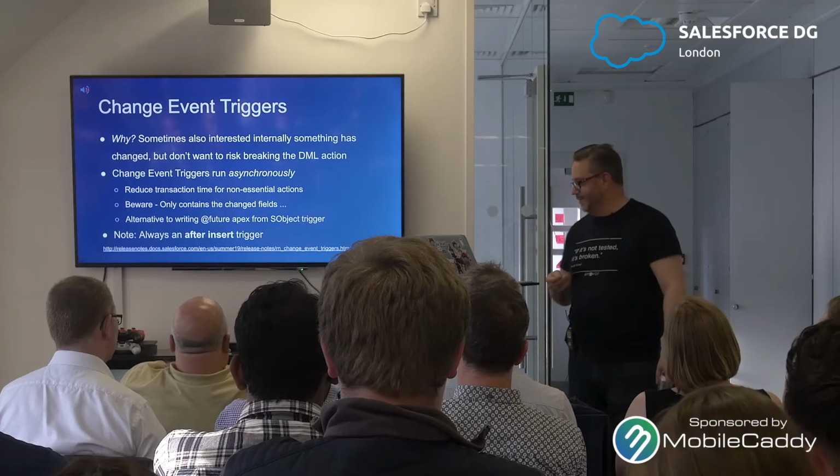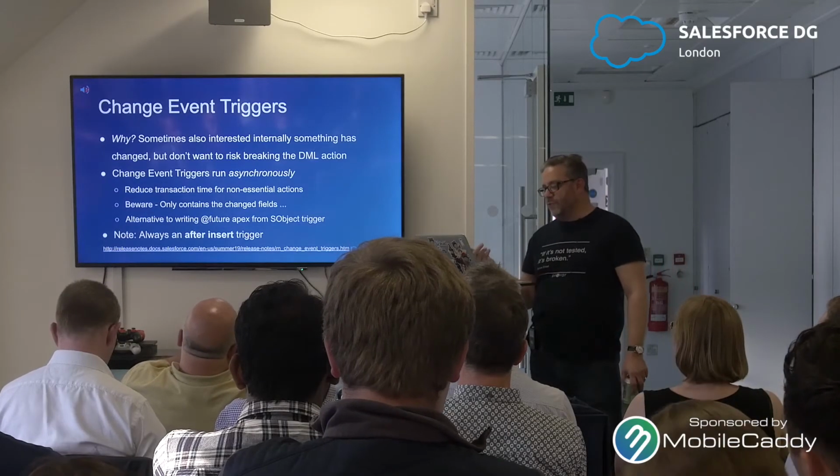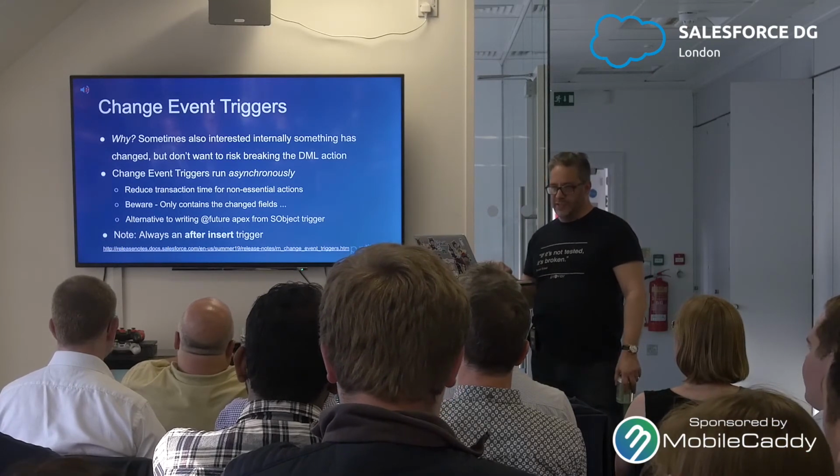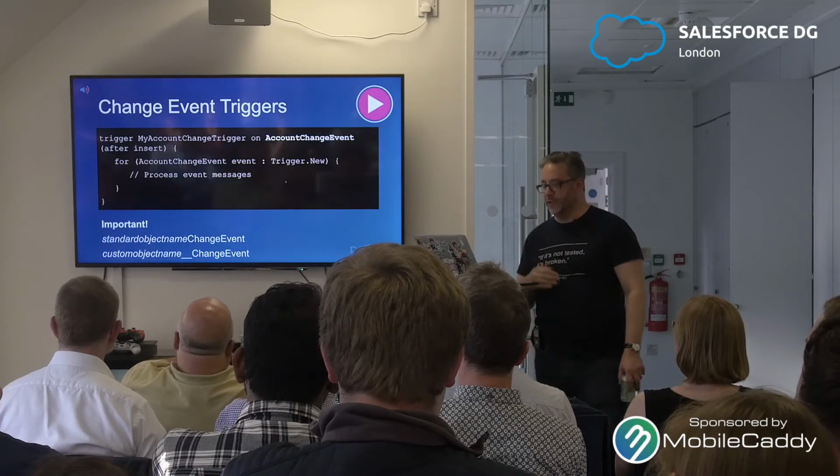I hope that's clear. That's going to reduce your transaction time for those non-essential actions, because we know how slow the save button gets when people add 70 workflows on it and umpteen processes and everything else. Why is it 7 seconds? Salesforce is slow. Why have you got so many workflows? So it's an alternative to writing an @future, but it's always an after insert trigger. So there's no before insert on a change event.